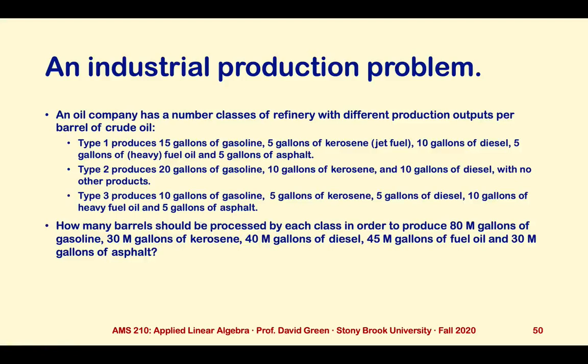products. And the question we're interested in is how many barrels of crude oil need to be processed by each class of refinery if the goal is to produce 80 million gallons of gasoline, 30 million gallons of kerosene, 40 million gallons of diesel, 45 of fuel oil, and 30 of asphalt.